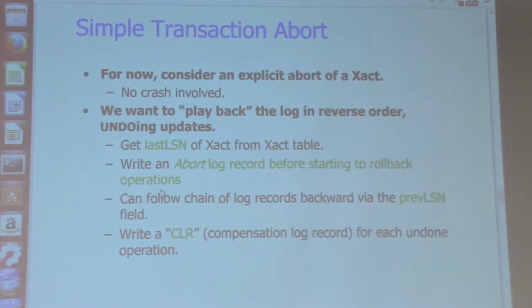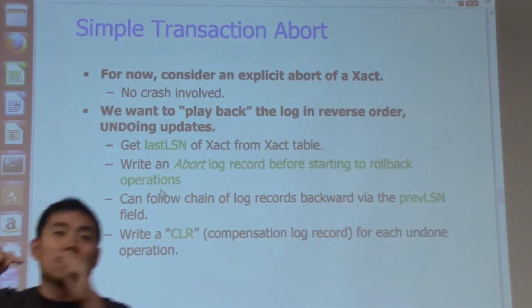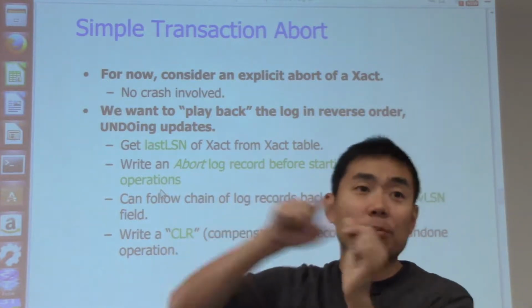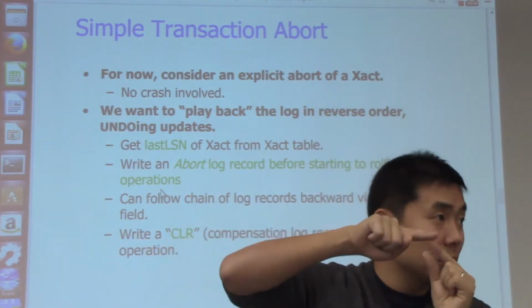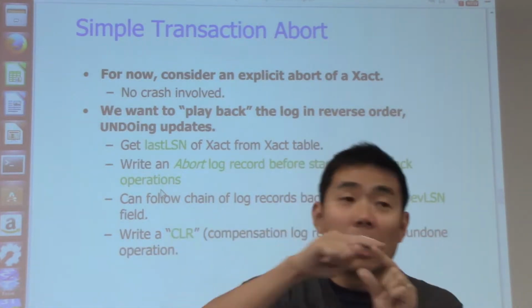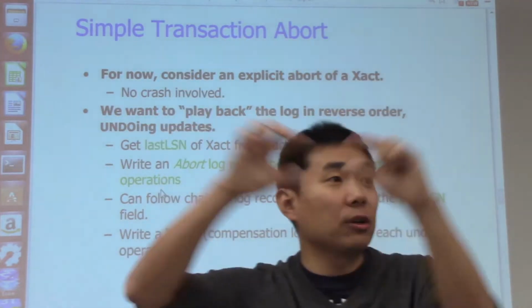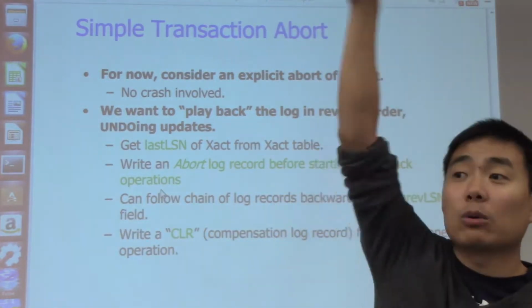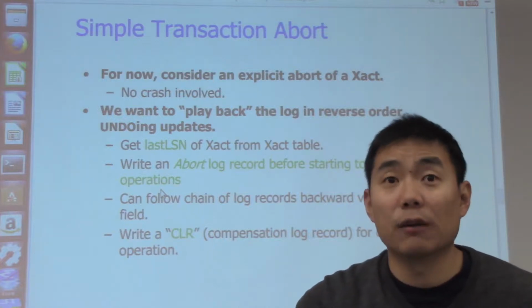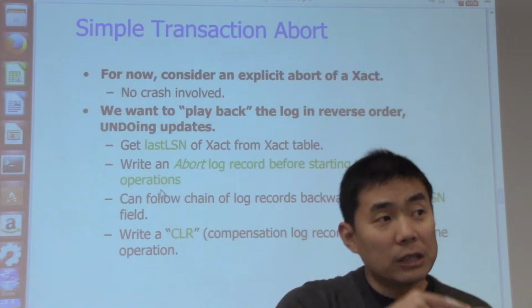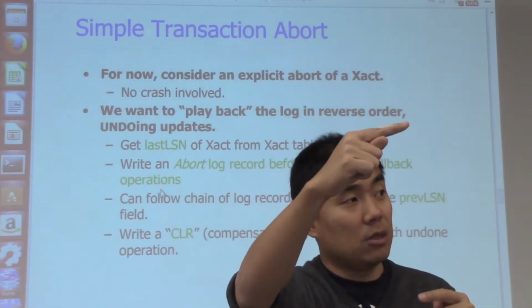Is that clear? And this is where the prevLSN becomes useful, because the way you undo this is you start from the lastLSN, you undo this, produce a CLR. Then you look at the prevLSN of the current log record and go to that log record and undo that, produce another CLR. And this forms a chain that you can go back quickly for only the affected transaction, which is the transaction that's aborting. Otherwise, you have to linearly scan the log, which can be expensive.